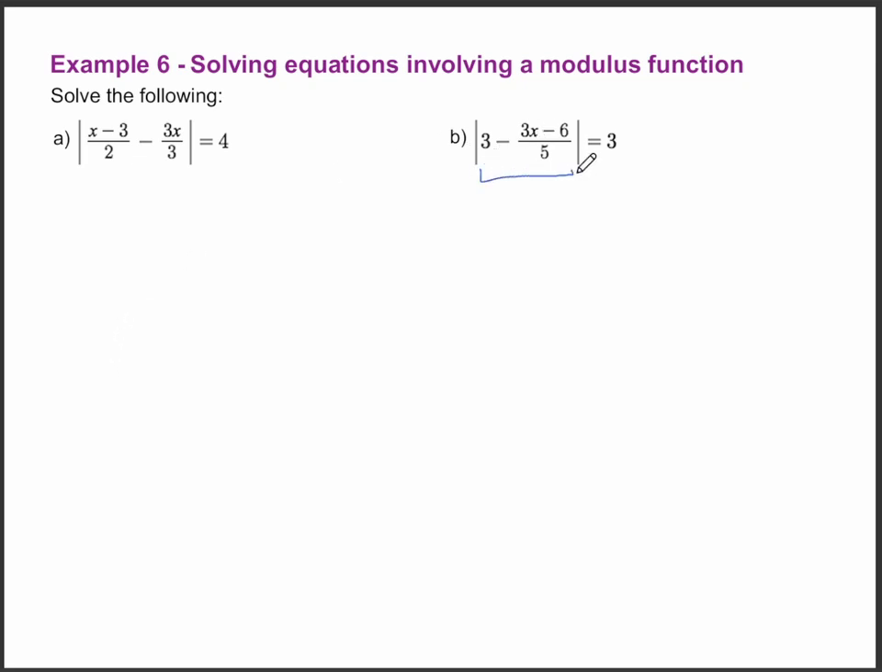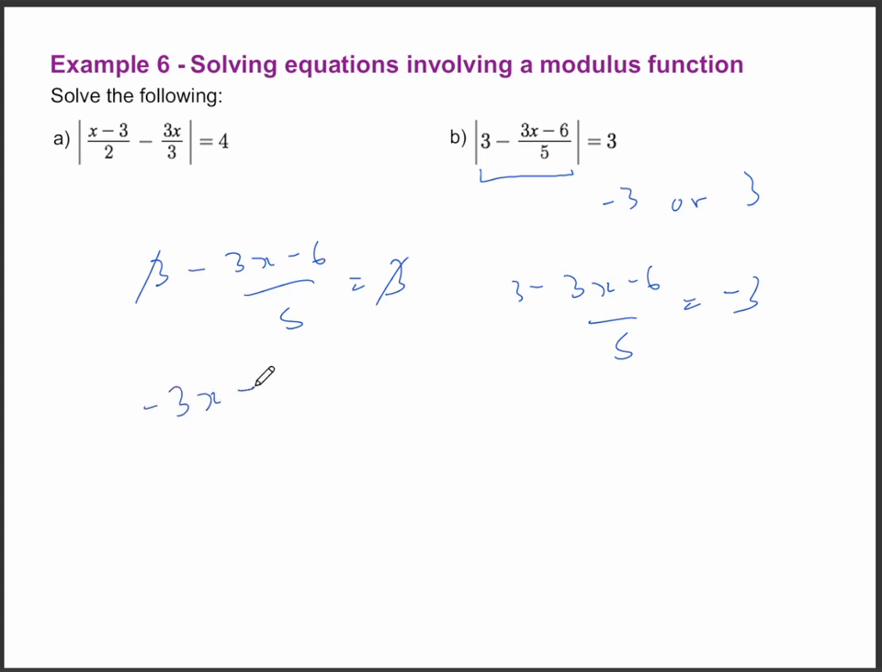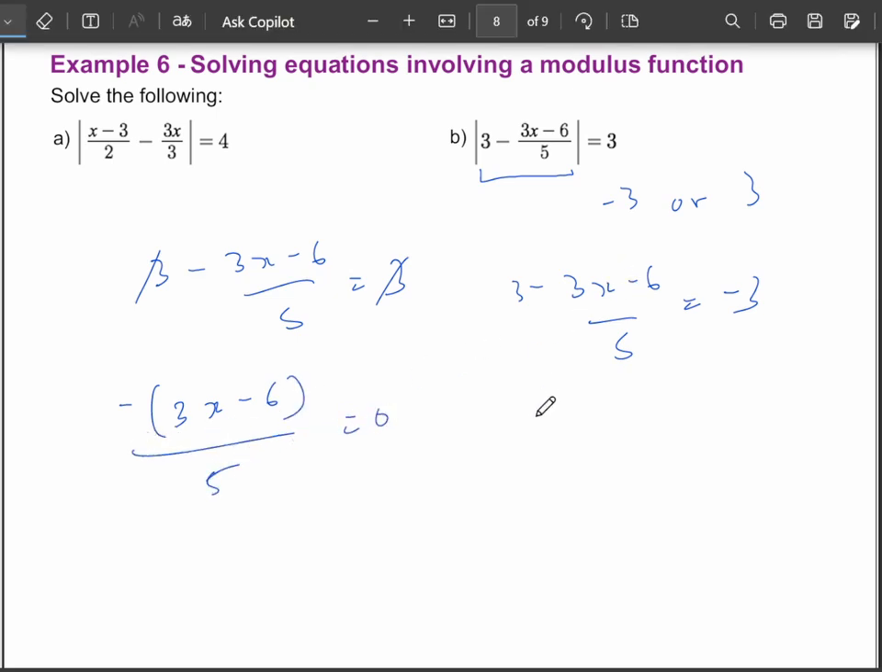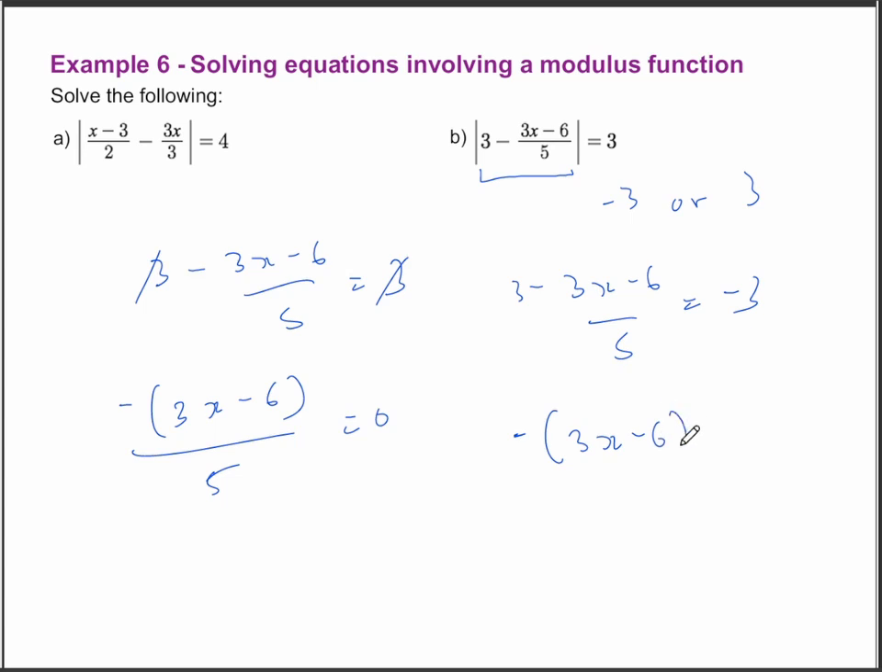So we want the inside to either be equal to -3 or to 3 to get the absolute value of it being 3. So 3 minus 3x minus 6 over 5 equals 3, and 3 minus 3x minus 6 over 5 equals -3. Here, these and these just cancel out because you can just take it to the side and subtract. So we end up getting -3x minus 6 over 5 equals 0. Remember this is the minus, so it's applied to the whole thing: negative of 3x minus 6 over 5 equals 0. And on this side we get negative 3x minus 6 over 5 equals -3 minus 3, which is -6.